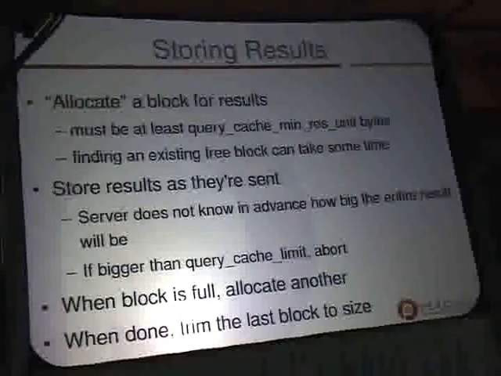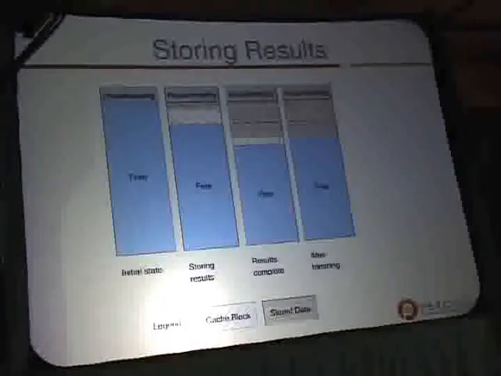So for each block that MySQL allocates, it shoves results into them, and when it's full, it tries to allocate another. And when it's done, it trims the last block to size if it's not completely full, which it usually will not be. So here's a pretty little picture. On the far left is what the query cache's memory looks like initially. It's one big block of memory with a little bit, supposed to be around 40 kilobytes, used for internal structures and those kinds of things.